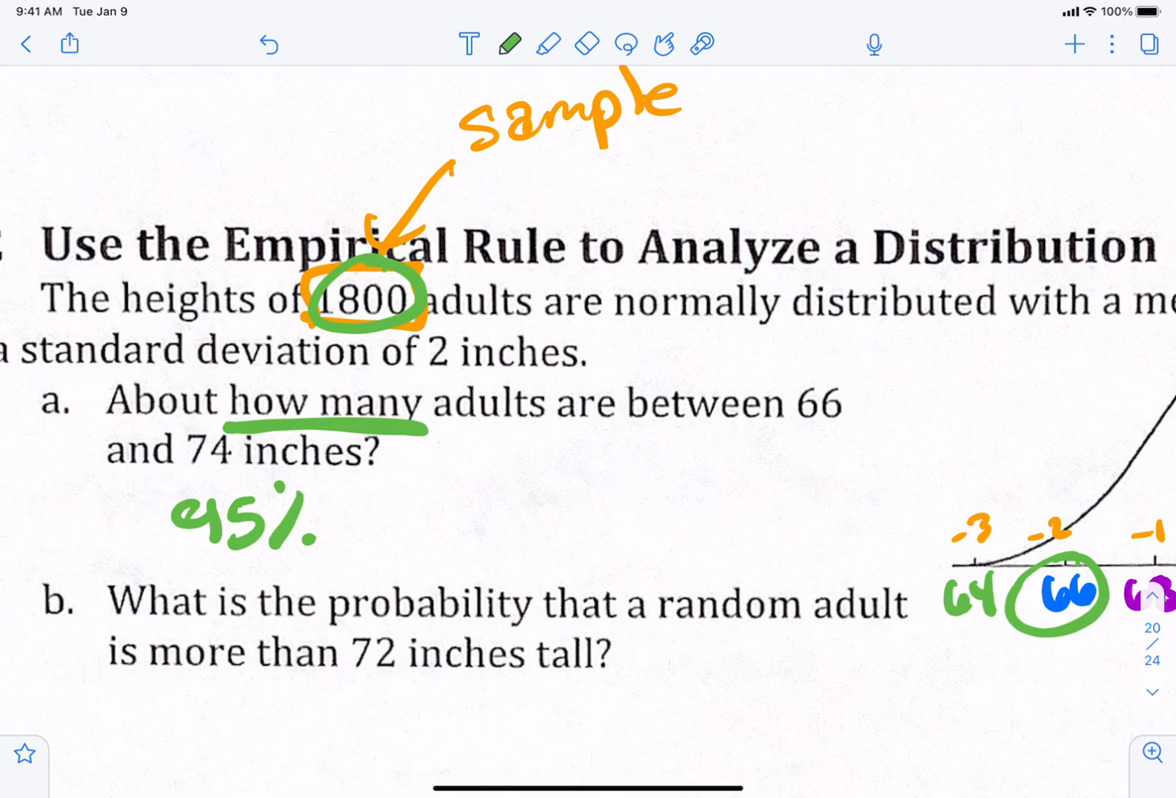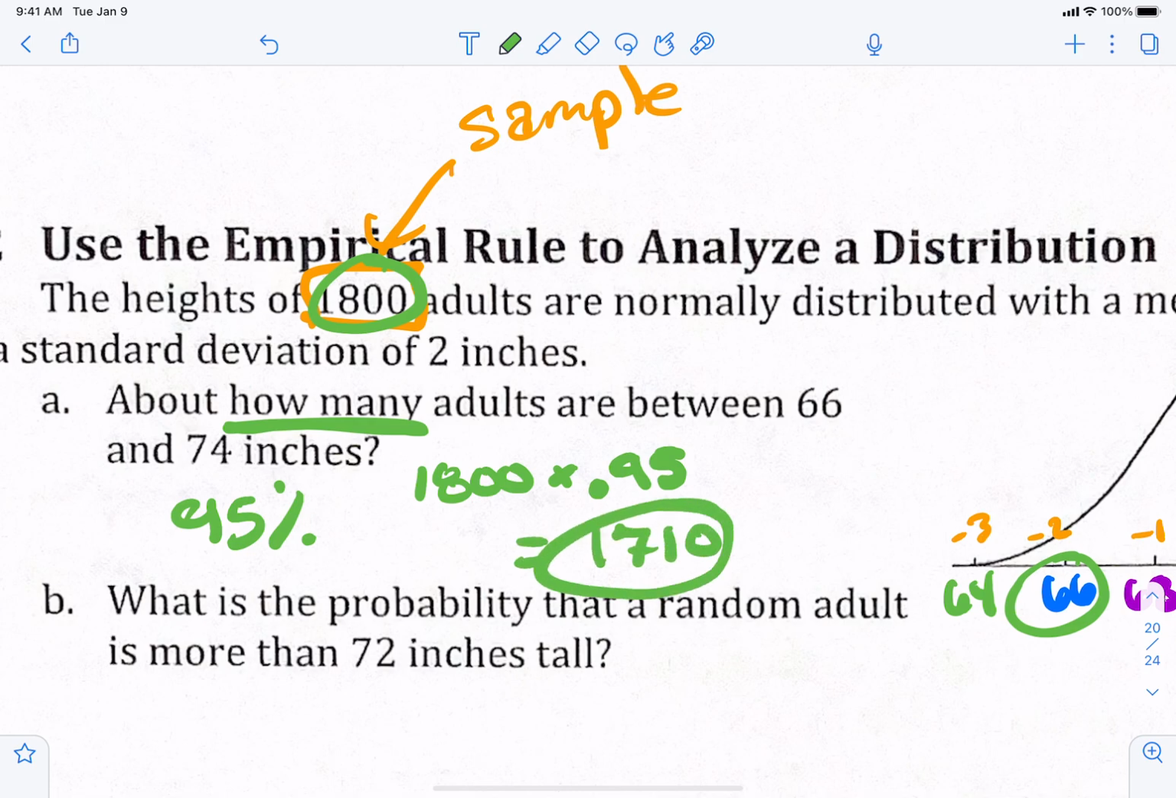What do you do? 1,800 times 0.95. How many students is that? 1710. Yes, 1710. So 1,800 times 0.95. That's when they ask how many students.